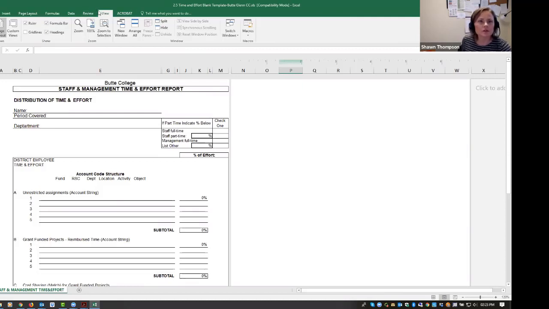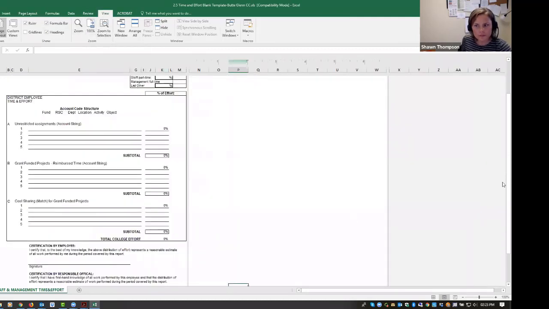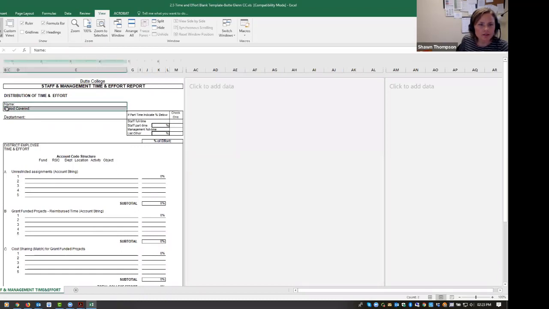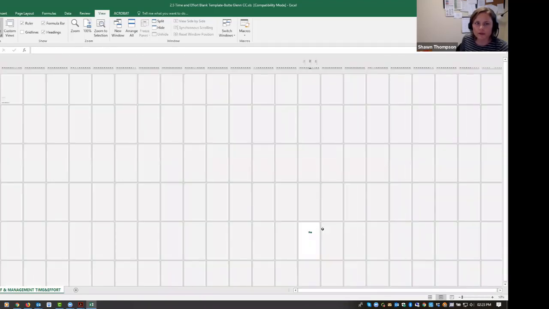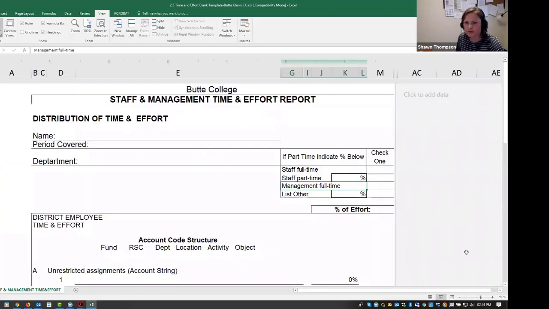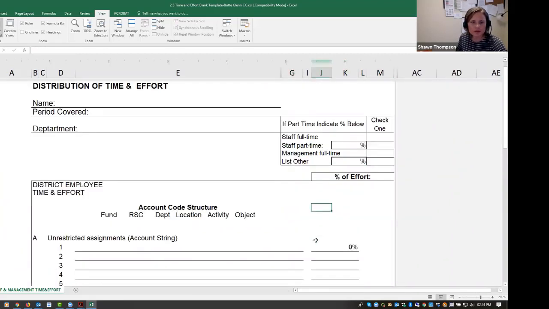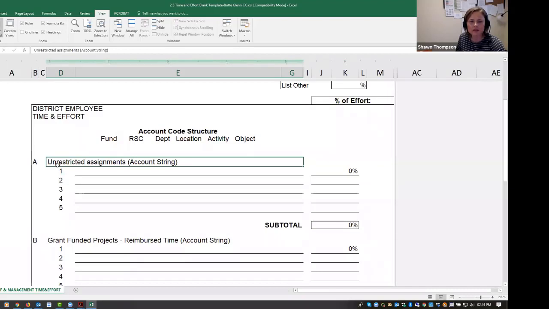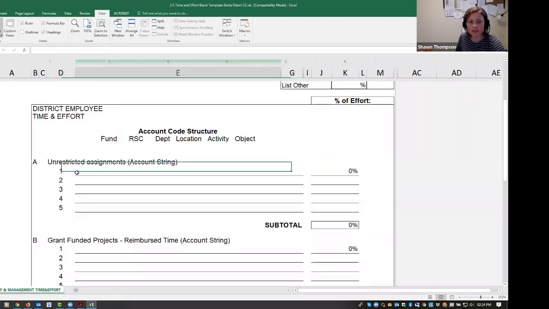So let's see if I can switch the view here. You put your name here, the period covered. So if it was a 6-month period, perhaps, and then the department. So if it's SBDC, and then you would have, let's see if I can make this bigger here. Oh, geez. So then you would have, if the person is staff, if they're full-time, part-time, management full-time, then you can just check one of these. And then you can put unrestricted assignments and the account string here, and you have room to do several of those.